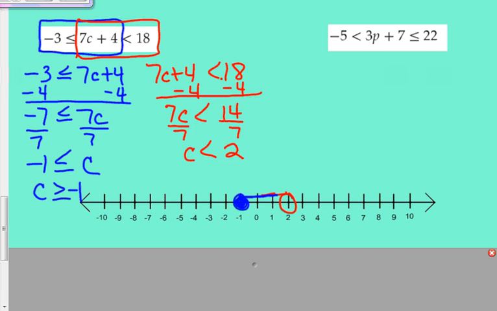So we're going to rewrite our answer. c is in the center, 2 is here with our less than, negative 1 is over here with our less than or equal to symbol, even though we're saying c is greater than or equal to negative 1. And there's our answer. Our answer has to fall between negative 1 and 2. But it can include negative 1, but not 2.